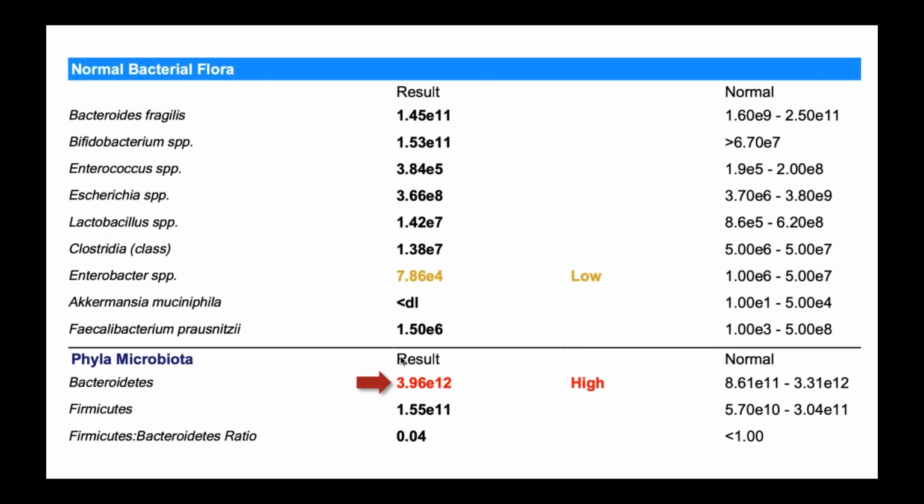Under the normal bacterial flora, we see that the Bacteroidetes phylum was quite high at the E12 level. And then there were a couple of the commensals that were low, Akkermansia and then Enterobacter. So one thing I'll point out as we get to the end of this report is some of the commonalities among the things that were elevated in this particular patient's report that's consistent with the potential for poor digestion.